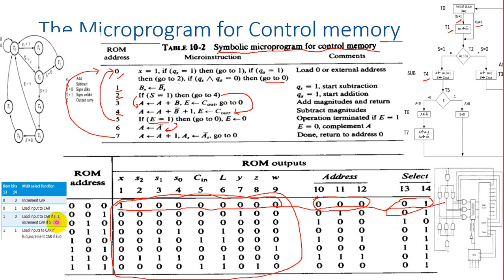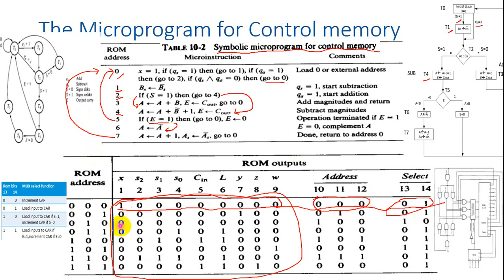If S equal to 1, signs are different, you need to go to T4, not T3. So this is the address of T4. At T4, you perform the subtraction operation. And if S equal to 0, if the condition is false, then you go to T3.